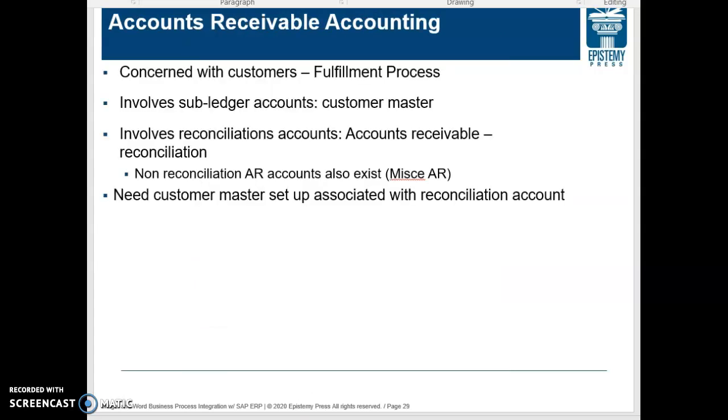So the third type of accounting is accounts receivable accounting, and this has to do with selling or the fulfillment process. And again, we would not have every customer on our general ledger. We would have one reconciliation account, the accounts receivable reconciliation account on the general ledger, and then we would have a sub-ledger that would have each customer on it. So again, we would need to make sure the customer master data is set up to be able to do this.